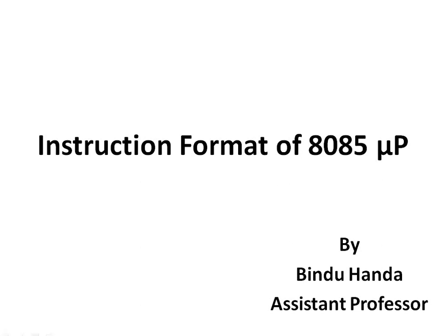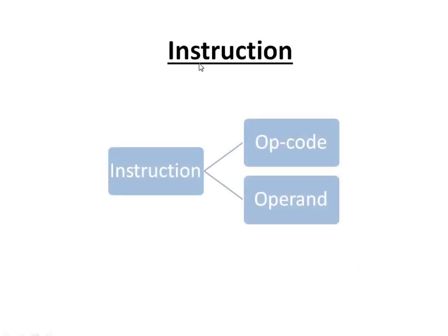Instruction format of 8085 microprocessor. So what is an instruction? An instruction is a binary pattern that is designed inside a microprocessor to perform a specific function, or we can define an instruction as a command that is given to a computer to perform a specific task.